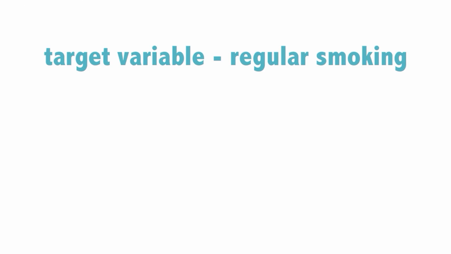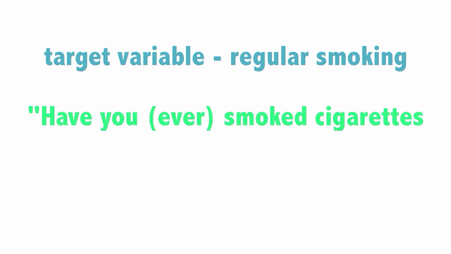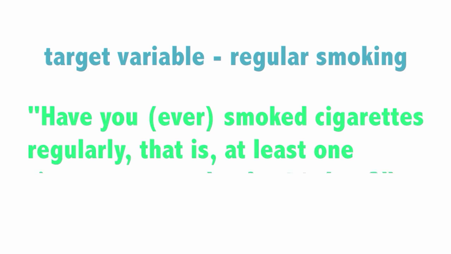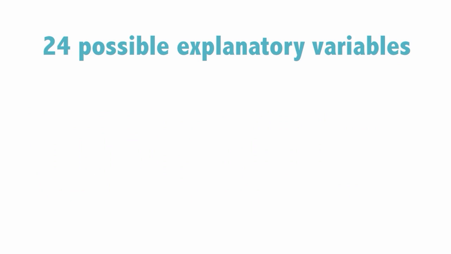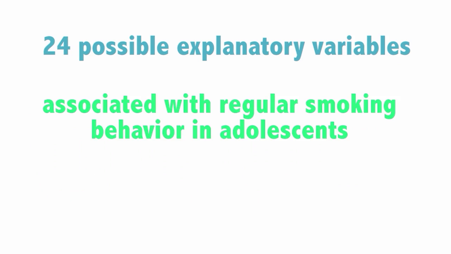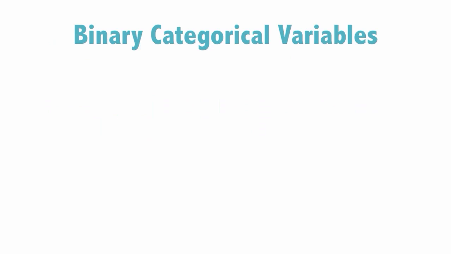Our response or target variable is regular smoking, and it was measured based on the answer to the question, have you ever smoked cigarettes regularly? That is, at least one cigarette every day for 30 days. The 24 candidate explanatory variables include those that have been found in previous research to be associated with regular smoking behavior in adolescents.